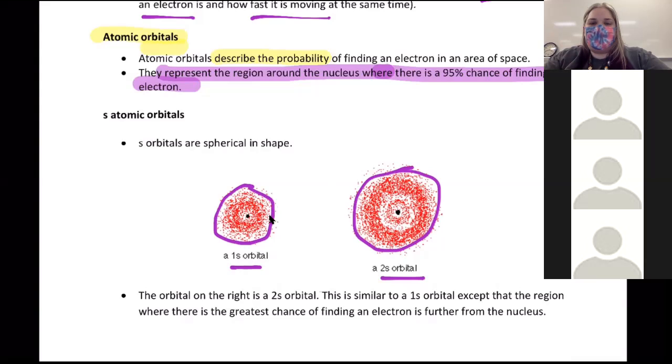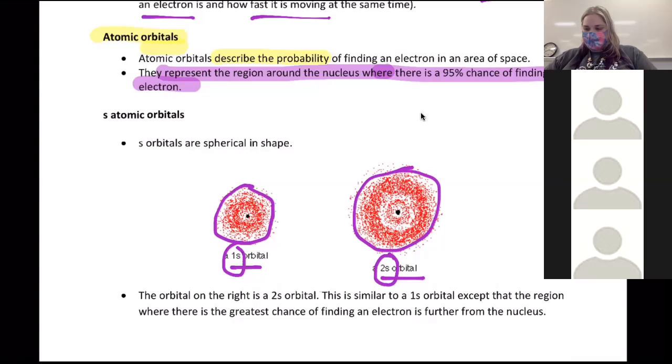Look at, are they the same size? No. So that's kind of the difference, because remember, as I go up, this one is 1s, and that means it's on the first energy level. This is 2s, it's on the second energy level. So remember, I'm getting further away from my nucleus. As my energy level increases, the size of that orbital cloud gets bigger and bigger. And so the region where the electron's going to be is a little further from the nucleus.